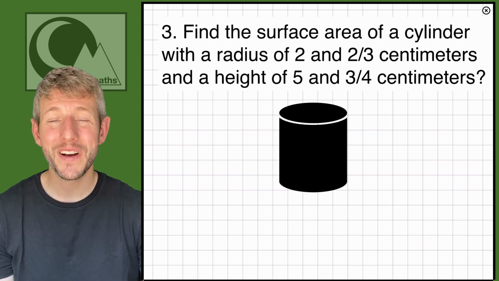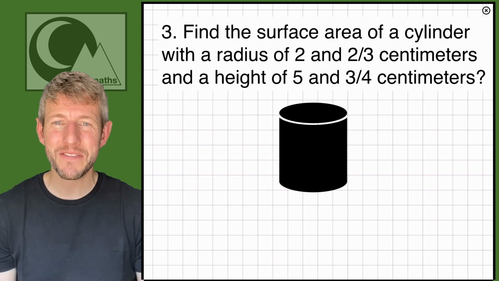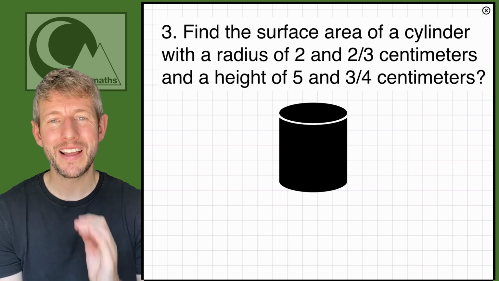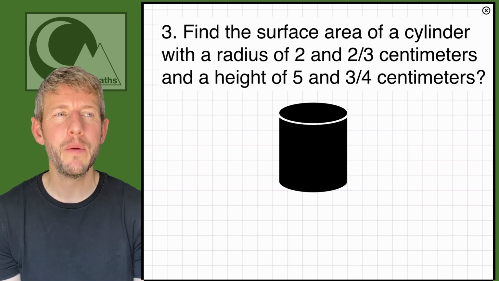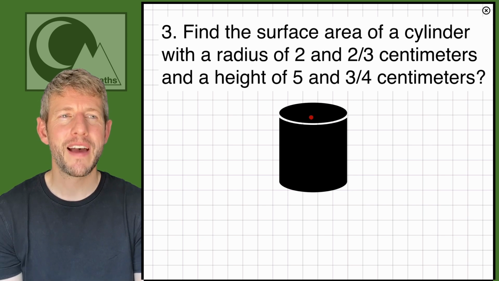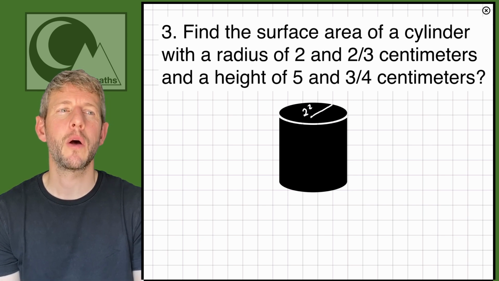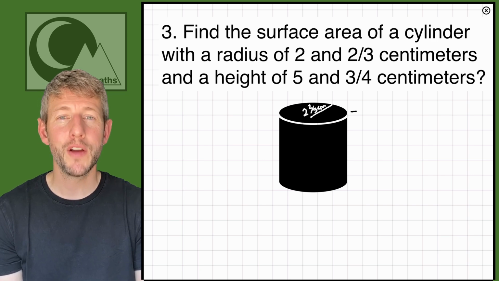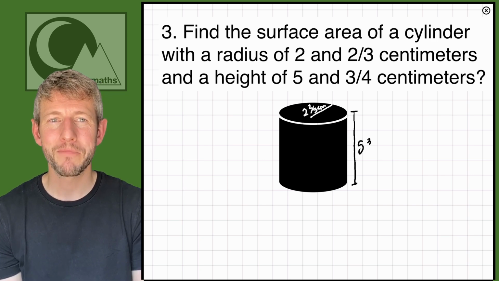Okay, here we go. Question 3, and it's a surface area question, this time with fractions. Okay, so don't panic. Let's just take it piece by piece. So here we go. Find the surface area of a cylinder with a radius of 2 2/3 centimeters and a height of 5 3/4 centimeters.